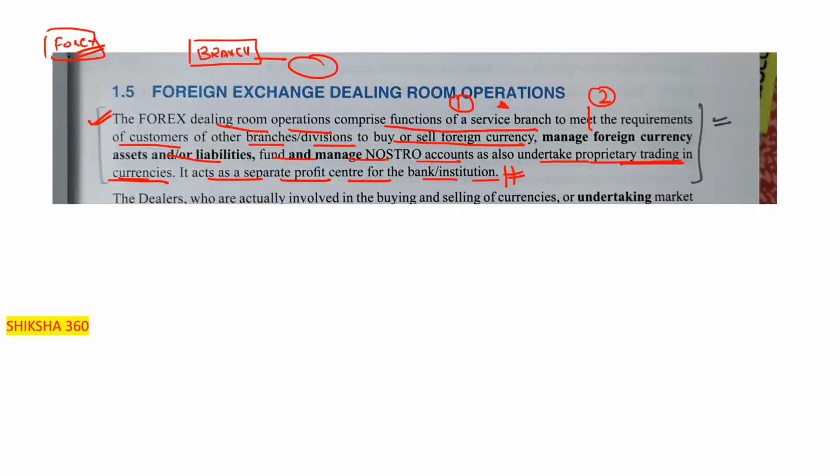The Forex dealing room operation comprises the functions of a service branch to meet the requirements of customers of other branches or divisions, basically to buy or sell foreign currency, to manage foreign currency assets or liabilities, and fund and manage nostro accounts, as also undertake proprietary trading in currencies. Further, you have to remember that the Forex dealing room acts as a separate profit center for the bank or institution.